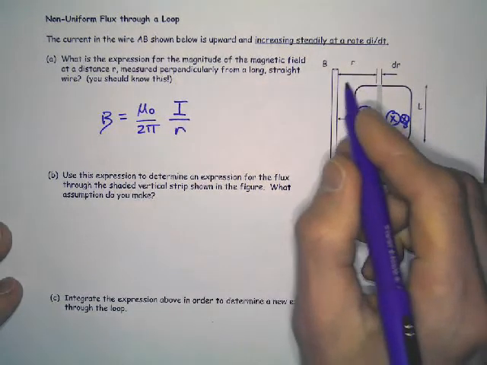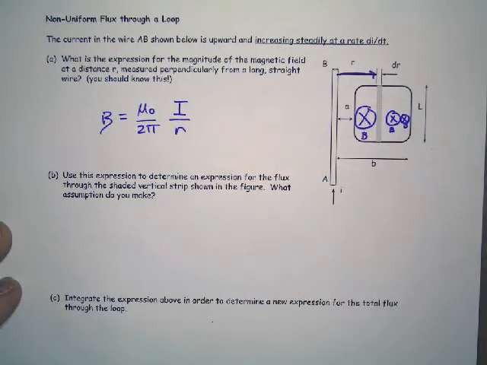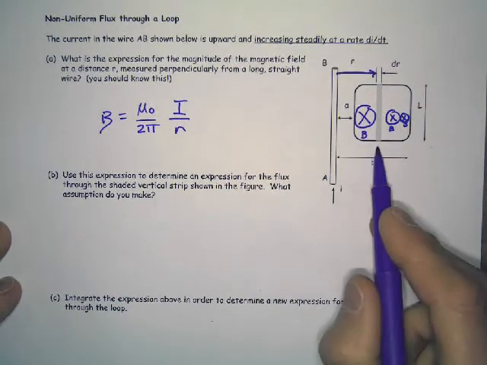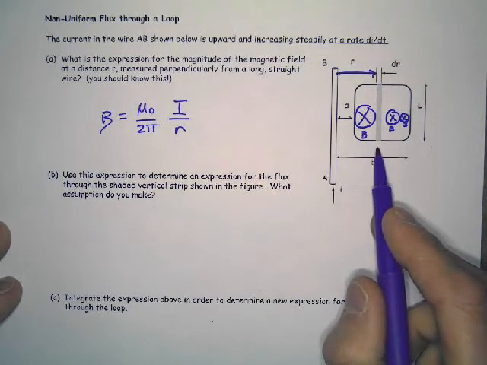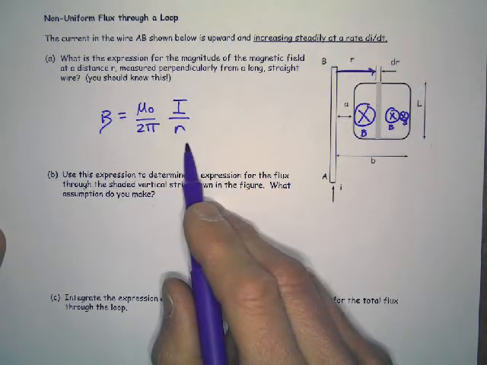So r is basically going to be the distance from the wire to any point on the right side of the loop. This is going to be important. We need to assume this as our starting point.